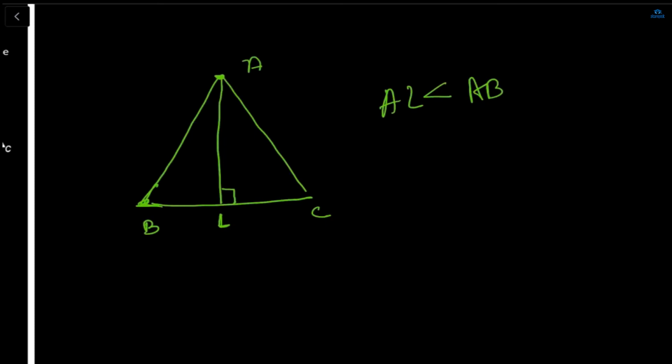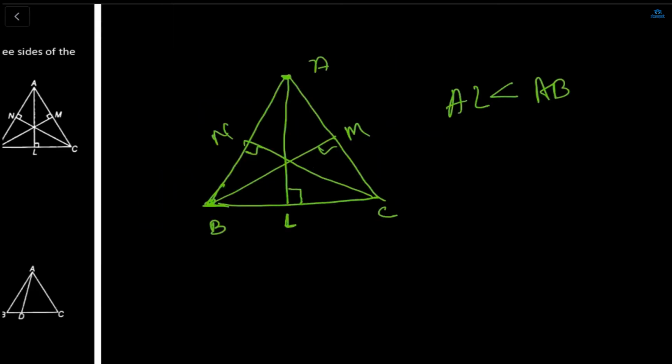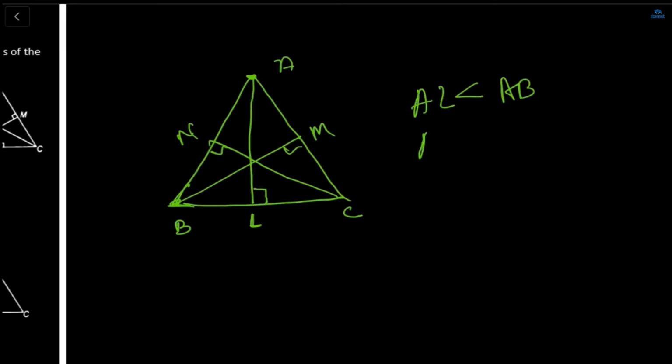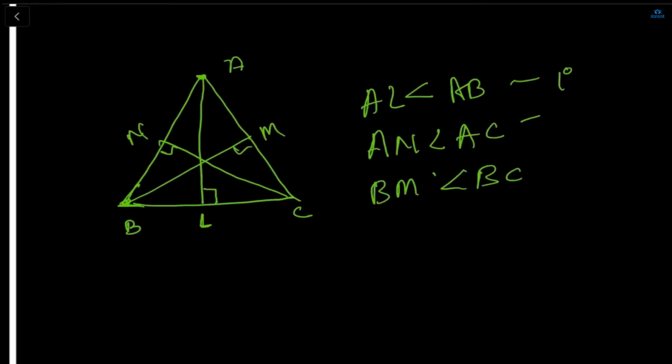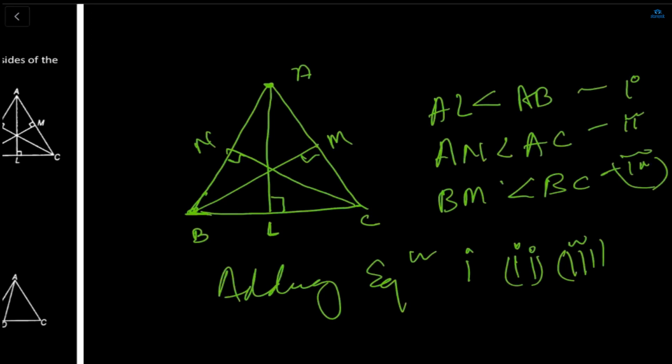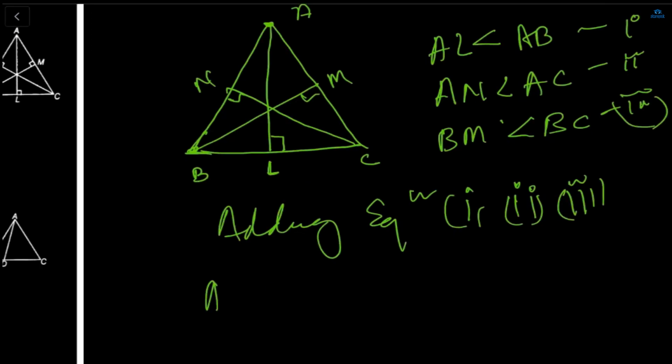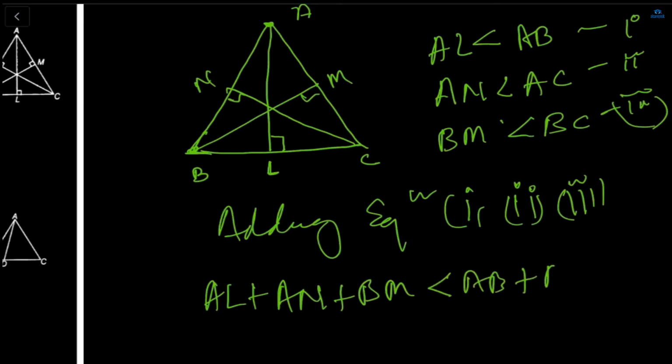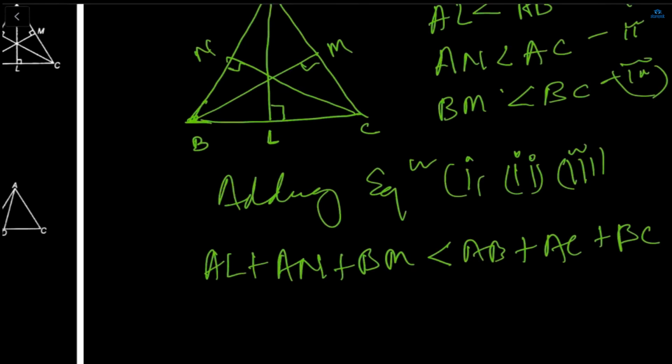Similarly, AN is less than AC, and which one is left? BC. So BM is less than BC. You can make these equation 1, equation 2, and equation 3, and adding equations 1, 2, 3, if you add all the equations, what are you going to get? AL plus BM plus CN is less than AB plus AC plus BC. Yes or no? Got it? Yes, ma'am.